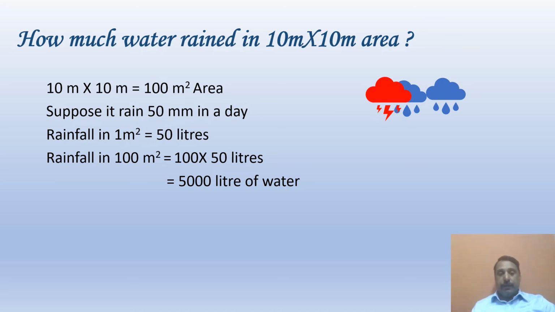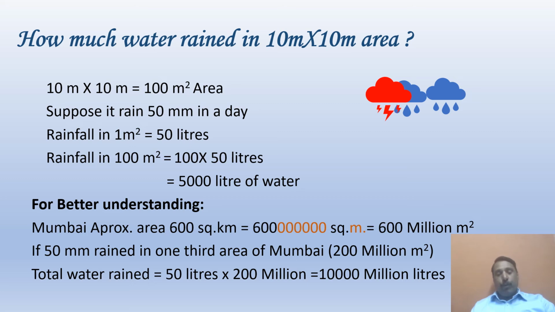So 50 millimeter of rain in a 10 meter cross 10 meter area would mean a rainfall of 5000 liters of water. Now, if the area is further larger, then accordingly the water that would be collected or that would rain in that area would be higher. Just as a hypothetical example, let us consider this. Mumbai's approximate area is 600 square kilometer, and let us suppose that 50 mm of rainfall occurs in one-third area of Mumbai.